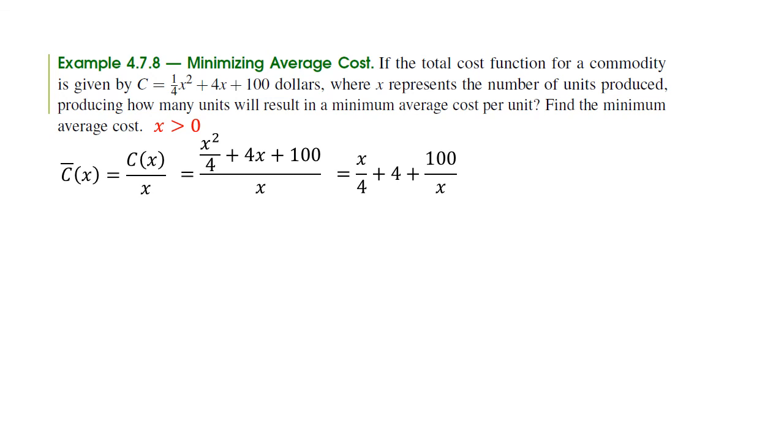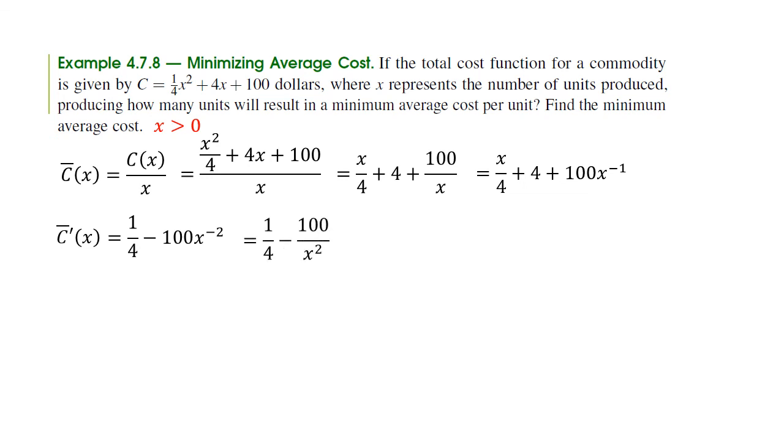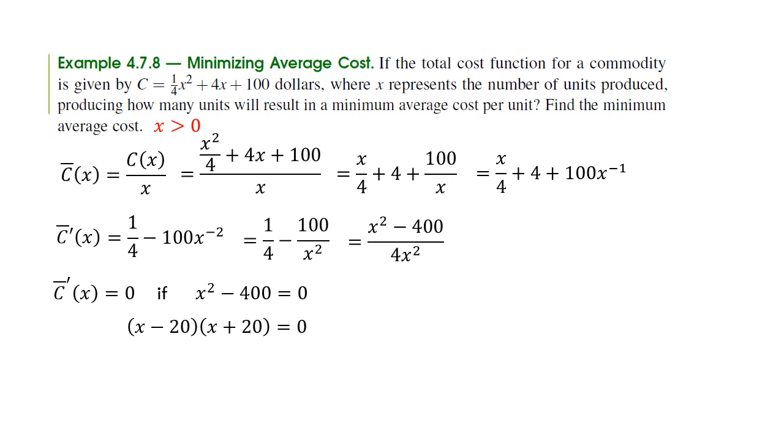To find the derivative of this function, we have to rewrite the last term as a power function. Then the derivative of the average cost is 1/4 minus 100x to the power of -2, or 1/4 minus 100 over x squared. To find the critical values we let this equal 0, but we have to rewrite it in fraction form. Then we have the numerator x squared minus 400 equals 0, and then factorize to get x minus 20 times x plus 20. Then x equals 20 and -20, but x is positive only, so x is only 20.